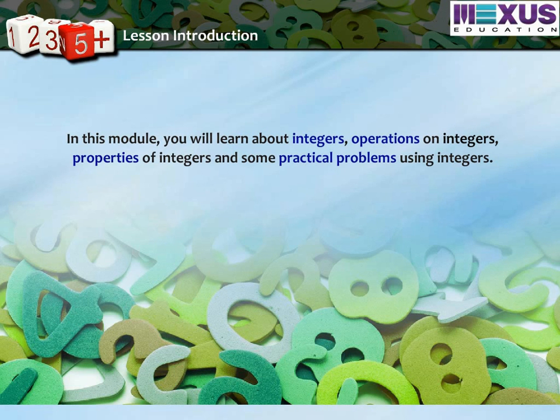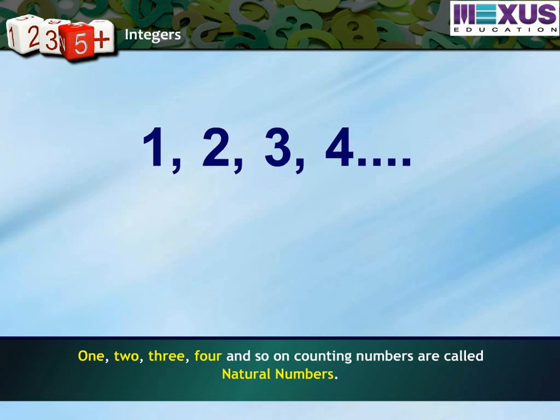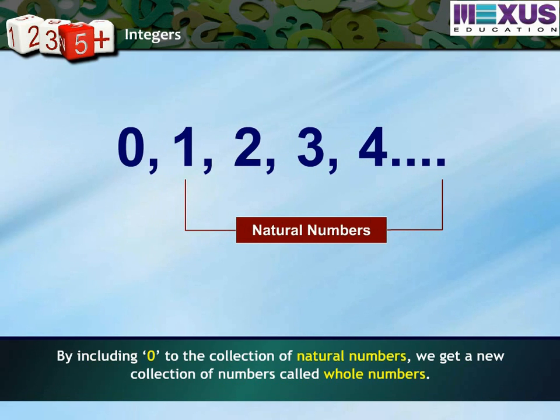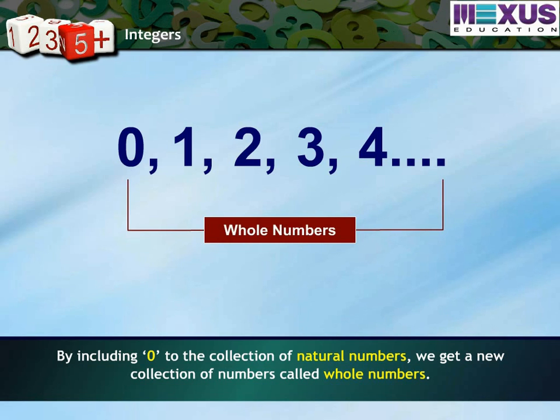In this module, you will learn about integers, operations on integers, properties of integers, and some practical problems using integers. We have learned that 1, 2, 3, 4, and so on, counting numbers, are called natural numbers. By including 0 in the collection of natural numbers, we get a new collection of numbers called whole numbers.